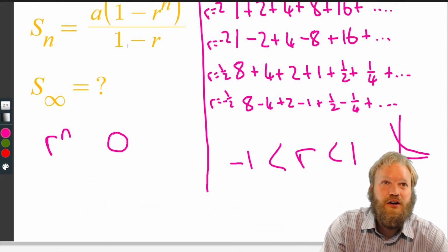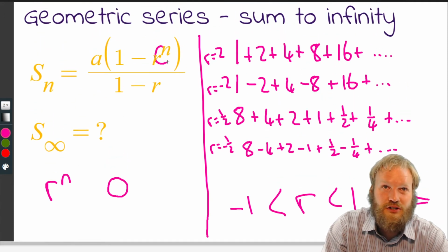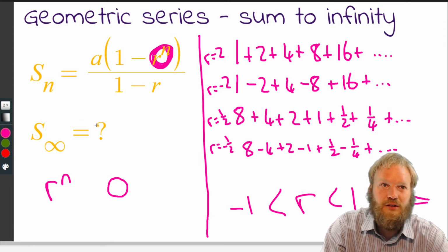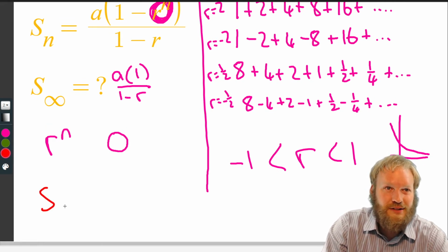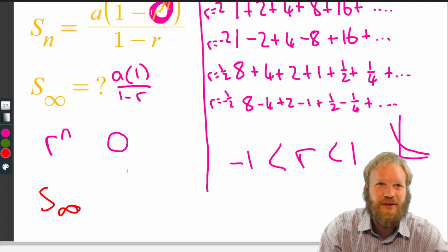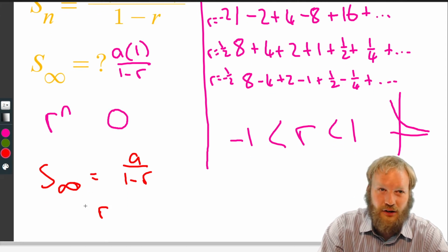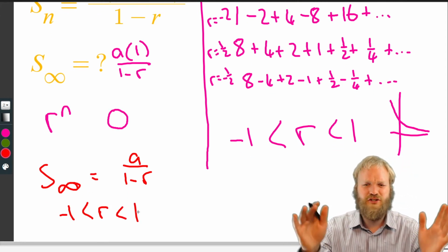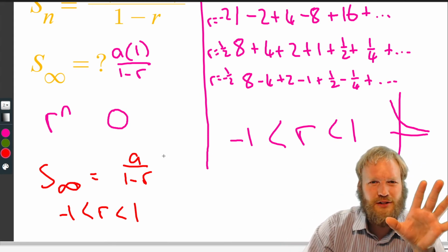So, this part here, r to the n is going to get closer and closer to 0, which means 1 minus 0 is 1. So it looks like it's going to be 1 over 1 minus r. Oh, but a times 1 is just a. So after all of that, our new formula, S infinity, is a over 1 minus r, when r is between -1 and 1, because the ratio needs to give a converging sequence. Pause, let it settle.